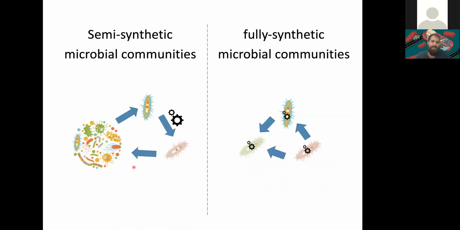The other example is what I call semi-synthetic microbial communities, where you take an existing community, like the gut community, but also a community that makes wine, for example. And you can take one strain out, engineer that strain with a specific feature that you want in the community, put it back in the community, and you have this semi-synthetic community that now has an additional feature.